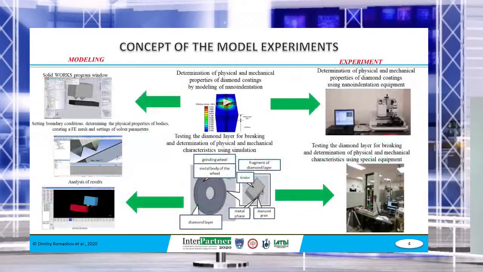Please, next one. Here you can see the concept of the model experiment. These are the windows of the programs: SolidWorks, Abaqus, LS-DYNA, and others. You can also see the green arrows, which show the correlation between the experimental data and our 3D modeling research.